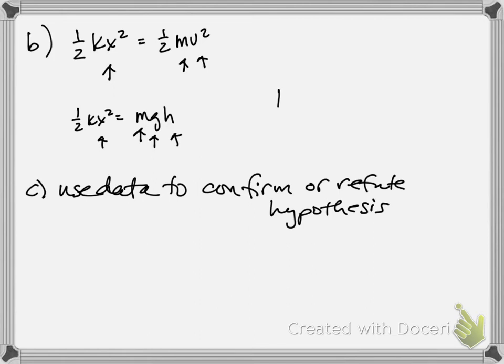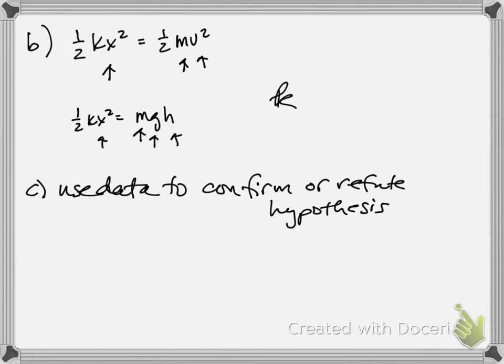Okay, so part C says use the data that you gather to confirm or refute the hypothesis. So you're going to measure what you're going to measure, and you're going to calculate K for all of your different trials. So for part C, you get 1 point for comparing K at all 3 distances. So you want to make sure that you get the same value of K for point A, point B, and point C.